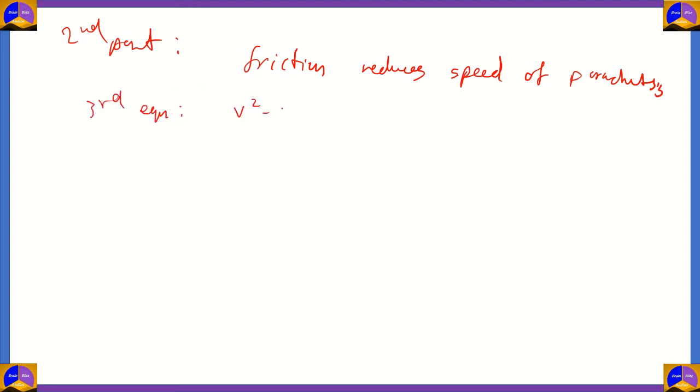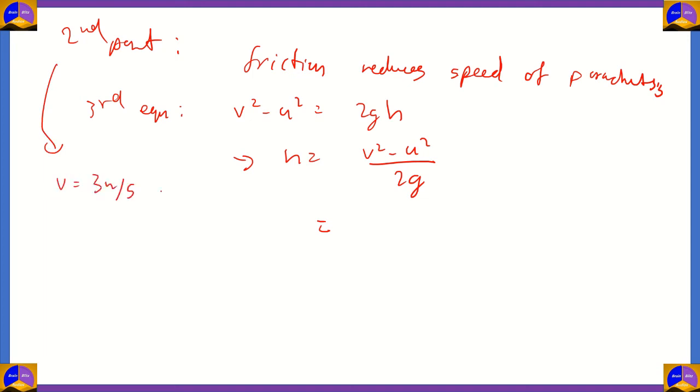So v square minus u square equals, say, 2gh. So you can write h as v square minus u square divided by 2g. So in this scenario, the second part, you have v as equal to 3 meters per second. U is the velocity that we just found out, that is 14 root 5 meters per second. And g is, again, now g, or let's write a, the acceleration here.